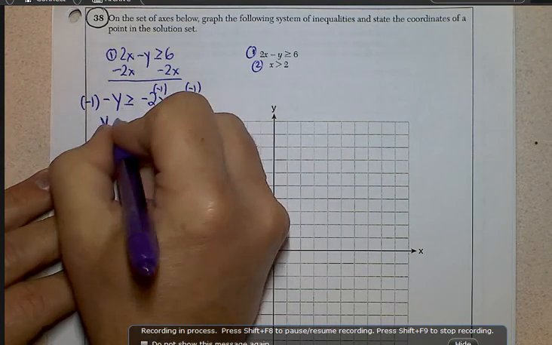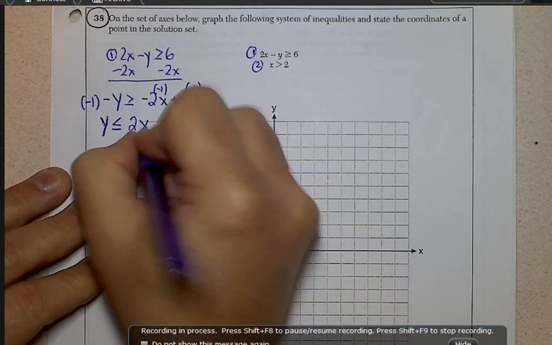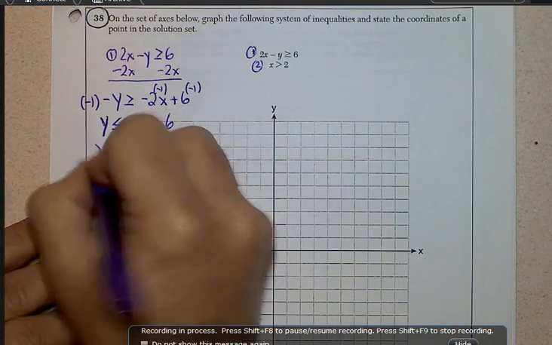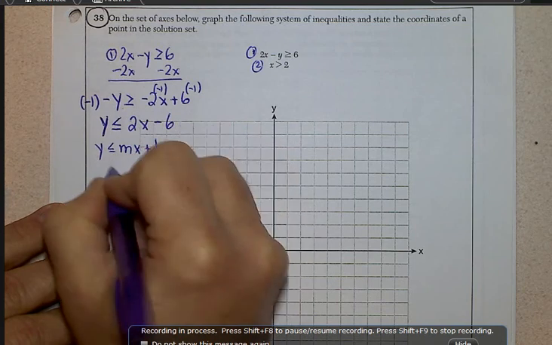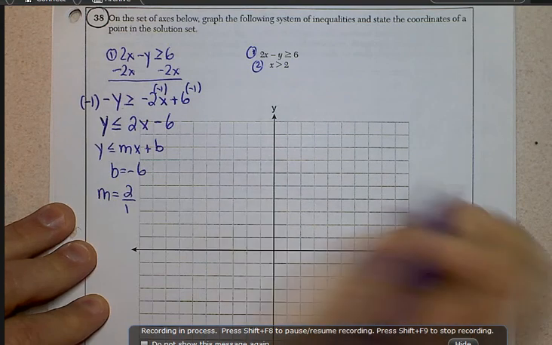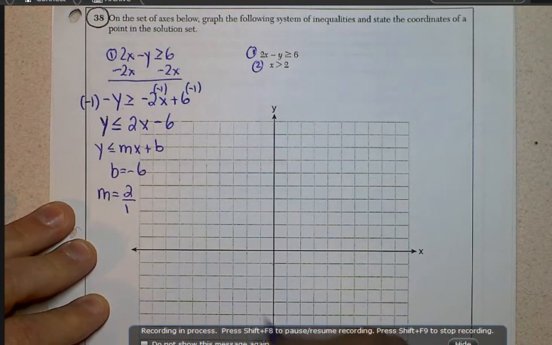So we switch this. And then this becomes positive 2x, and then that becomes a minus 6. And we're ready to go. We're in the form mx plus b. So our b is going to be a negative 6, and our m is going to be 2 over 1. So we started at a negative 6. 1, 2, 3, 4, 5, 6. And we have our first point.